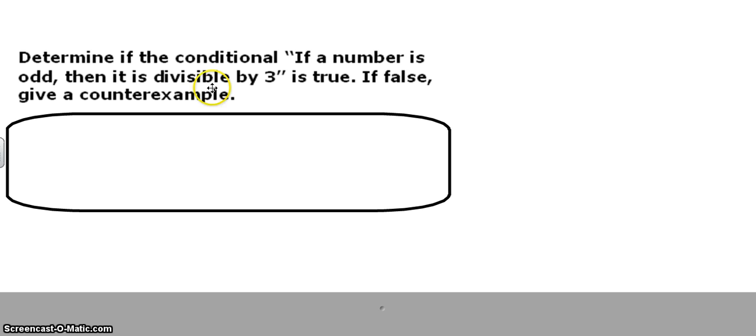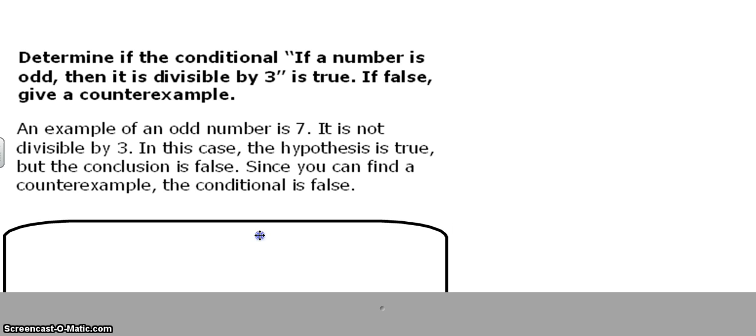Interesting. Okay, let's try this one. Determine if the conditional, if a number is odd, then it is divisible by 3, is true. If false, give a counterexample. Can you think of an odd number that is not divisible by 3, right? And I'm sure you can think of many. Think of, let's say, 5, right? Is that divisible by 3? No. So the hypothesis is true. The conclusion is false. So this entire conditional is false.